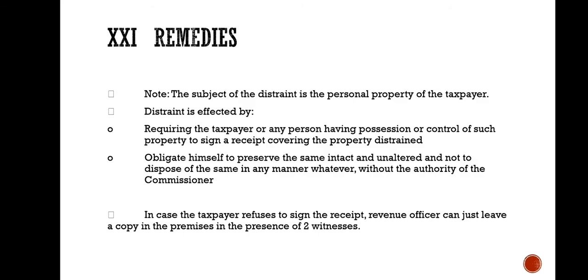In case the taxpayer refuses to sign the receipt, the revenue officer can just leave a copy in the premises in the presence of 2 witnesses.